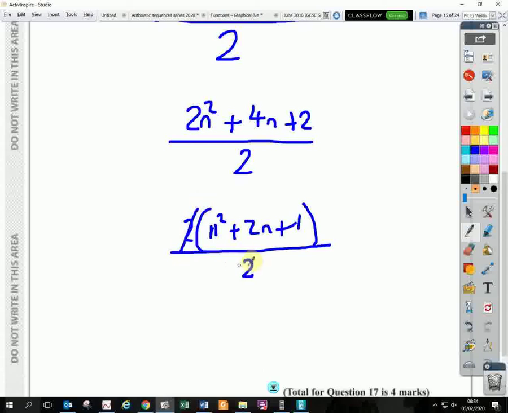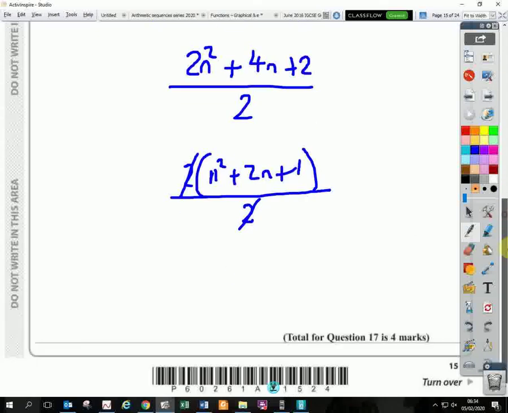Right, the 2's cancel, common factor. And we're left with n squared plus 2n plus 1. Now, this also factorizes. I like to factorize this using what I call the AM method. Two numbers that add together to give positive 2, but also multiply together to give positive 1.